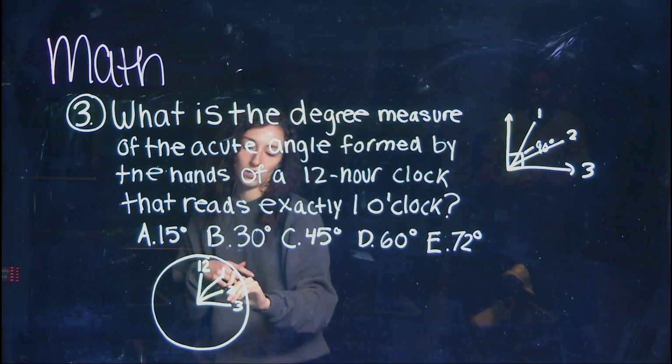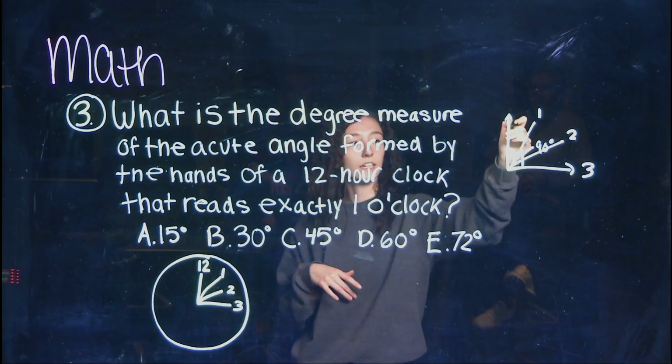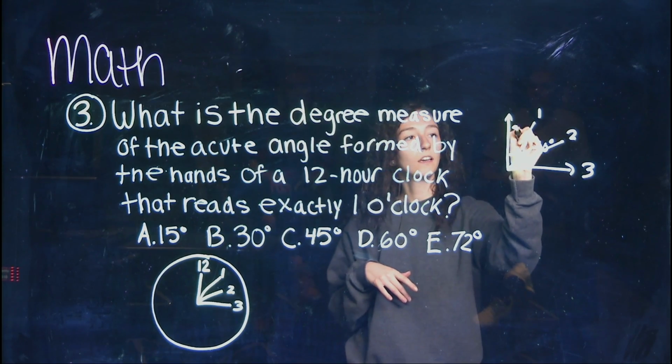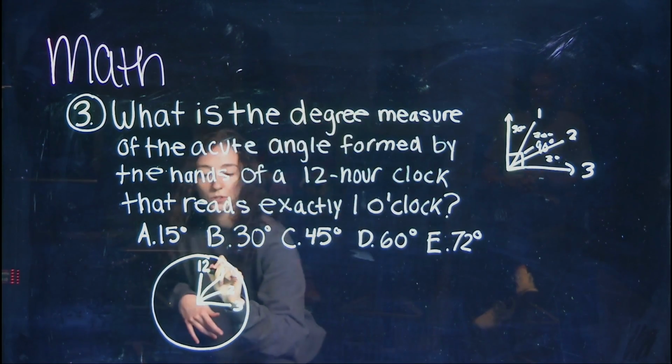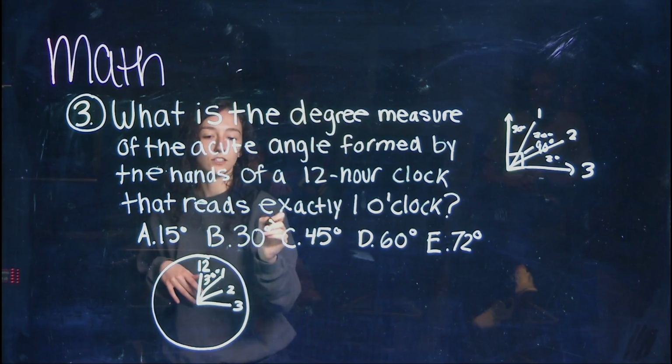And if you look at what I did on this side, if you split 90 divided by 3, each of these angles is going to be 30 degrees, which means this angle is going to be 30 degrees, so the answer would be B.